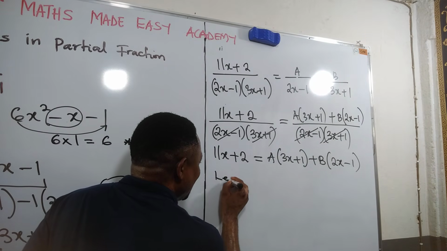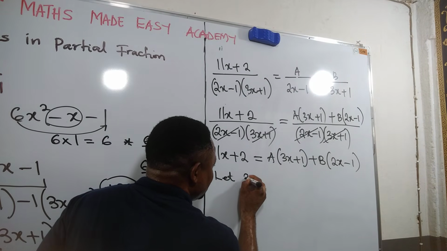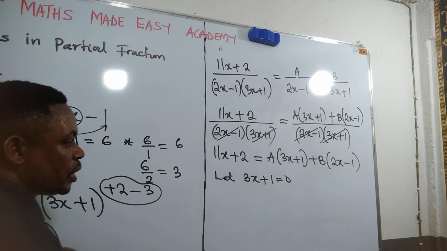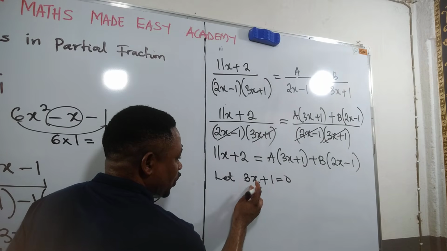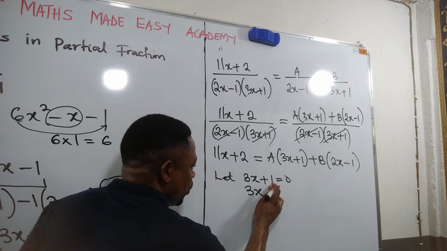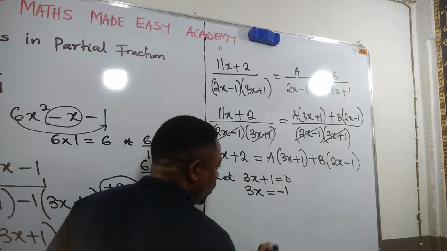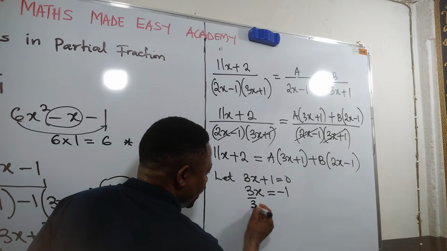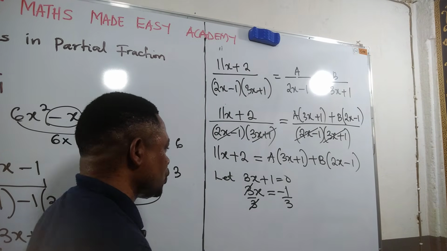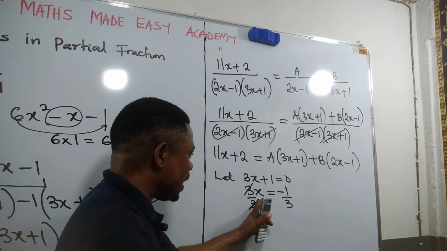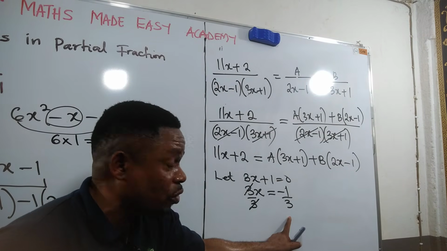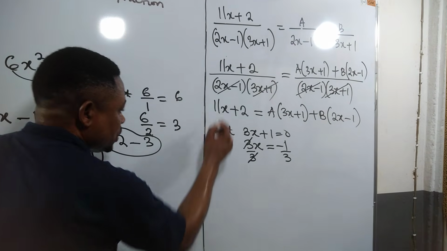I will now say let the coefficient of A, which is 3x plus 1, be equal to 0. Then make x subject of the formula. It will now give us 3x equal to, plus 1 we move over, it becomes minus 1. Divide by 3. Divide by 3. 3 will cancel 3. So I've gotten the value of x. Meaning that anywhere we come across this x, remove it and introduce minus 1 over 3.